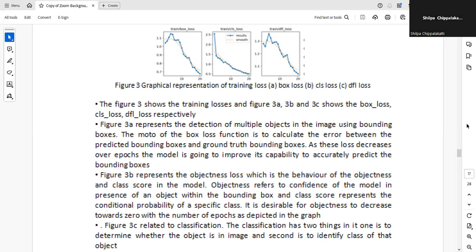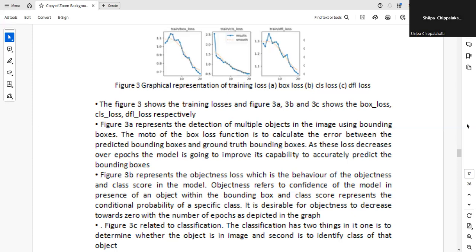Objectness refers to the confidence of the model in the presence of an object within the bounding boxes, and the class score represents the conditional probability of a specific class. It is desirable for the objectness to decrease towards 0 with the number of epochs, as depicted in the graph.